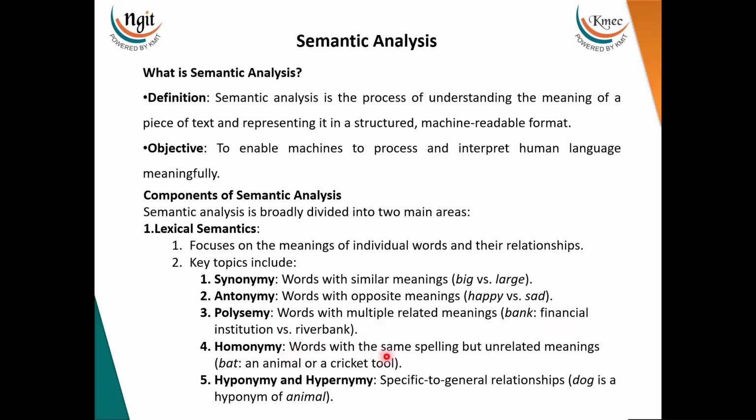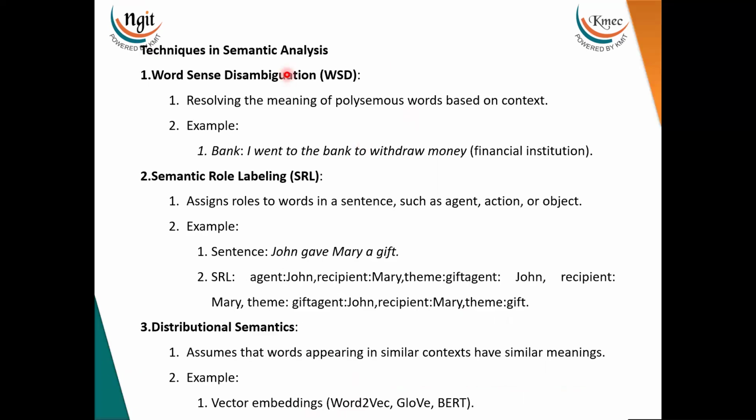Then homonymy, words with the same spelling but unrelated meanings. So bat, an animal or a cricket bat. These have different meanings. Then hyponymy and hypernymy, which are specific to general relationships. So dog is a hyponym of animal. In that way. Then the techniques in semantic analysis.